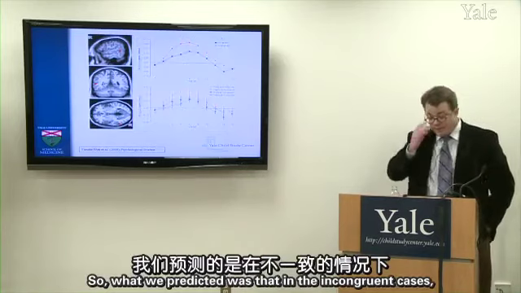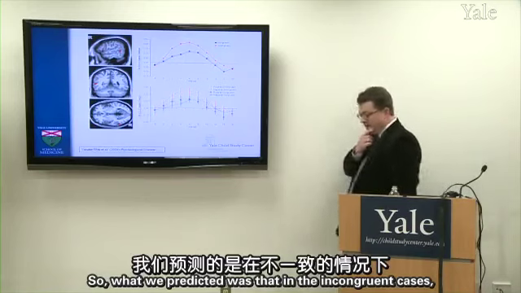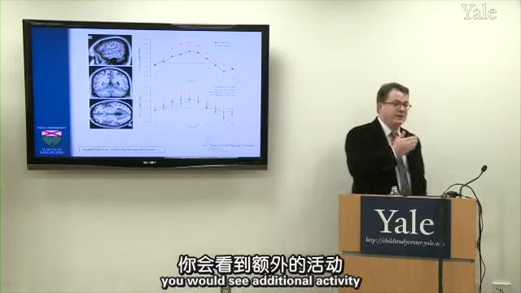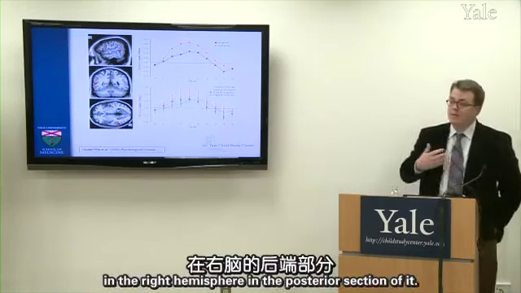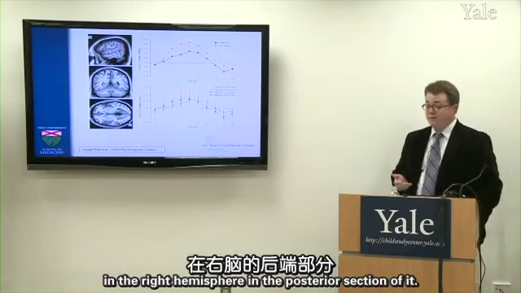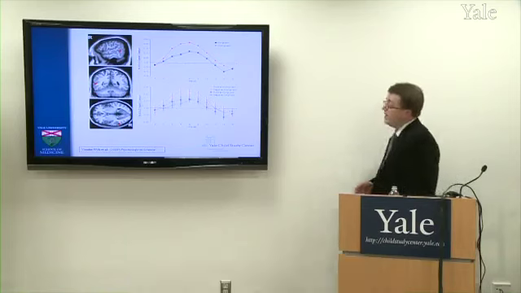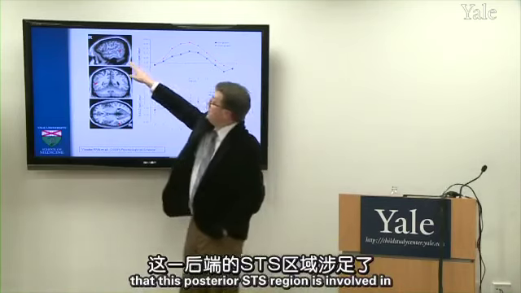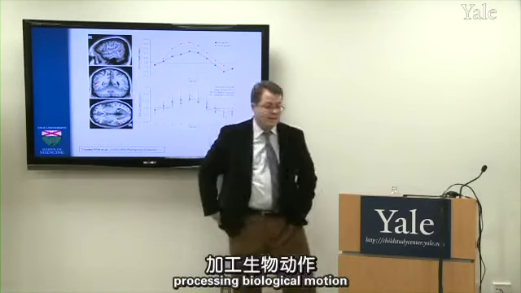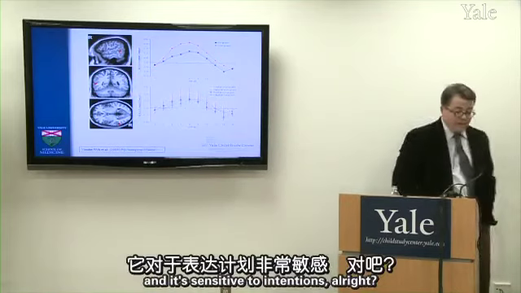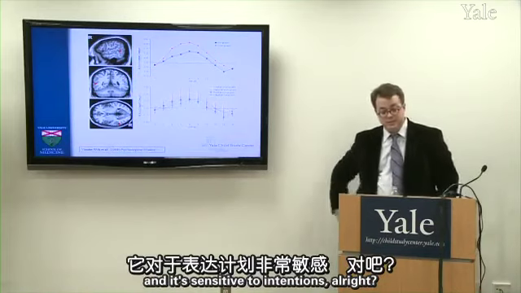So what we predicted was that in the incongruent cases, you would see additional activity in the superior temporal sulcus, in the right hemisphere, in the posterior section of it. And that's exactly what we saw. So we had a replication of our prior finding that this posterior STS region is involved in processing biological motion and it's sensitive to intentions, right?